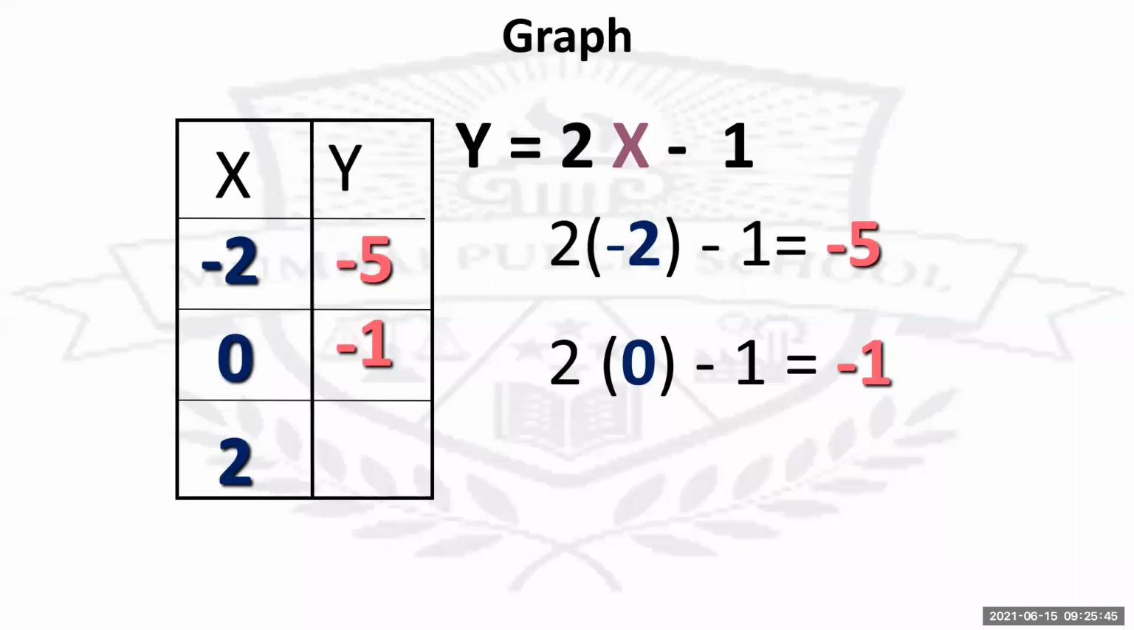Next, when you substitute x as 2, what will you get? 2 into 2, 4 minus 1. So what is 4 minus 1? 4 minus 1 is 3. So you've got the third point, 3. So your table is complete now.